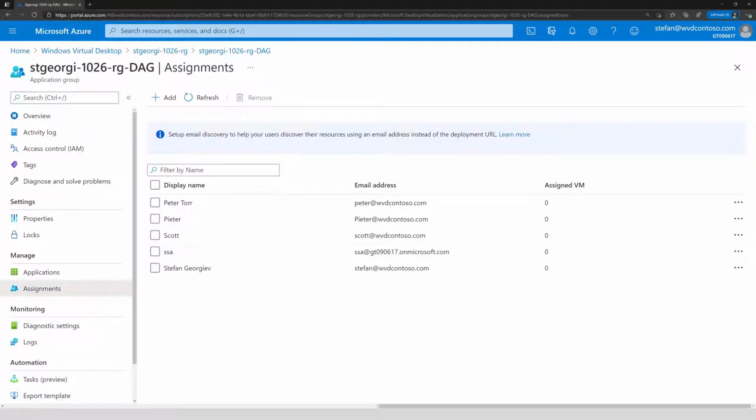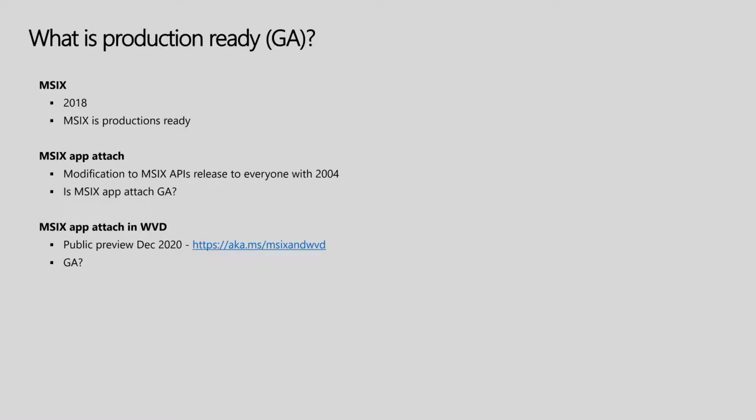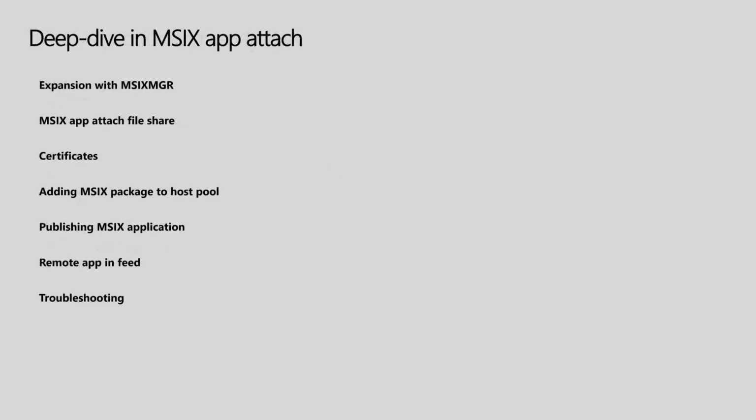With this said, I'm going to finish the section on removing the ambiguity. Hopefully it's clear now for a lot of us what we mean when we say GA, what's MSIX, what's MSIX App Attach. And let's do a deep dive. The way I was thinking of doing this deep dive is literally walking you through the process of setting up MSIX App Attach in WVD.